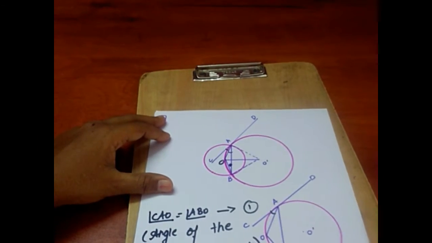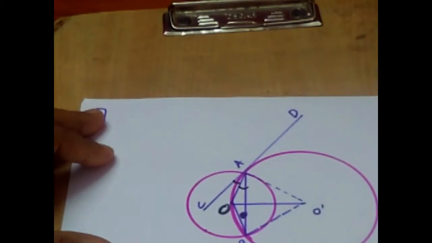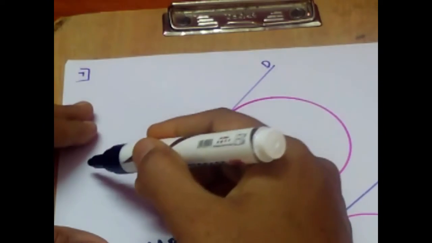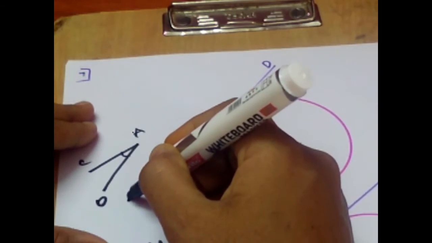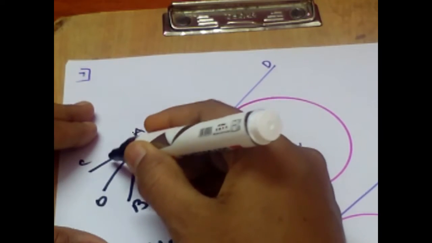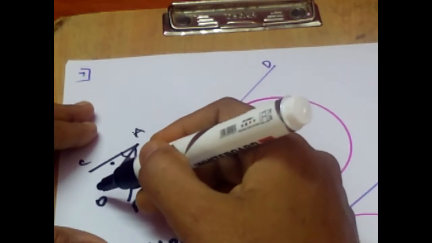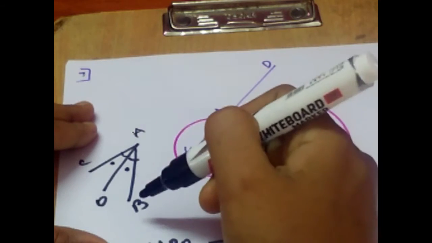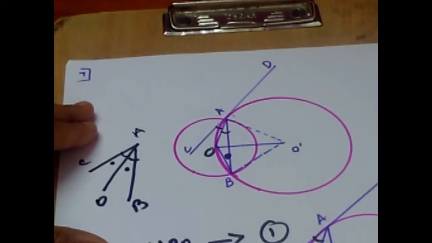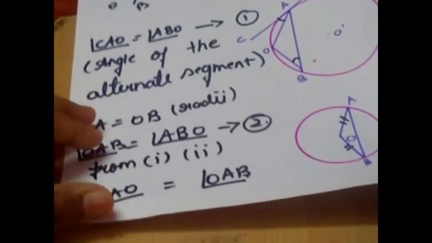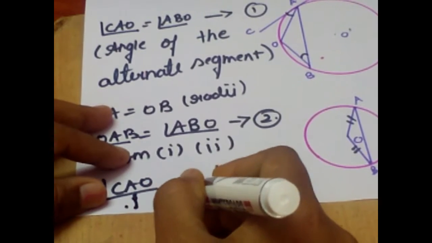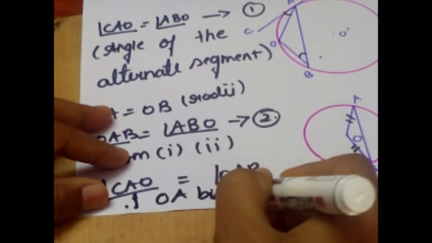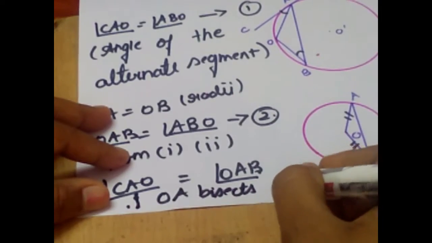With results 1 and 2, we have proved that angle CAO is equal to angle BAO. When these two angles are equal, we can say that the line OA bisects angle BAC. So write the last conclusion. Therefore, OA bisects angle BAC. Hence proved.